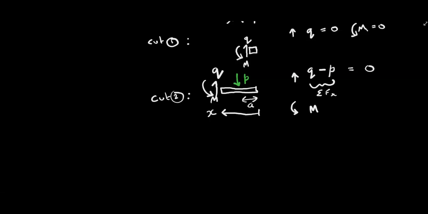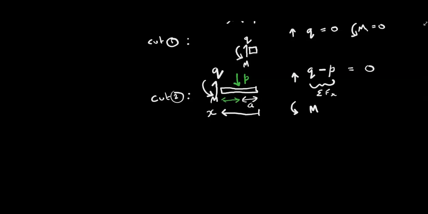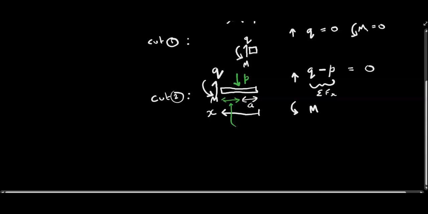Let me do that in a different colour here. So the distance from the cut to where the force is, when the force P is multiplied by that perpendicular distance, will give us a moment. That distance is X minus A. So the moment is going to be in the opposite direction, so it's going to be minus P multiplied by the moment arm, if you like, which is X minus A.